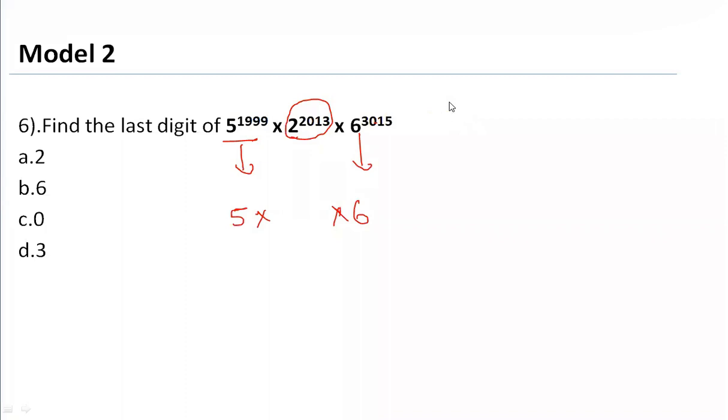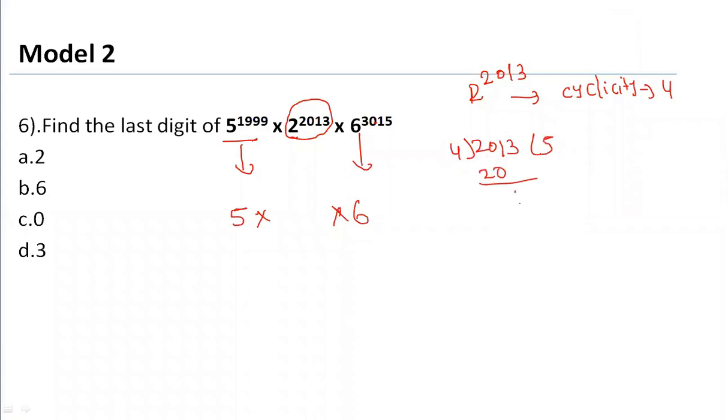But if you understand how to calculate the units place of 2 power 2013, then 50% of the questions of this model will be solved easily, guys. So you have to concentrate on the units place of 2 power 2013. What is the cyclicity of 2? The cyclicity of 2 is 4. So you have to divide the power of 2, which is 2013, by 4 and find the remainder. Okay. So 4 5s are 20 and you have 13 here.